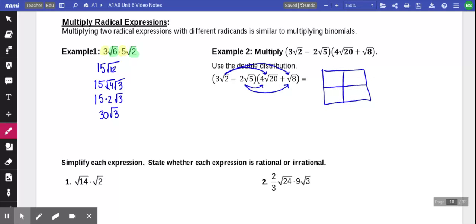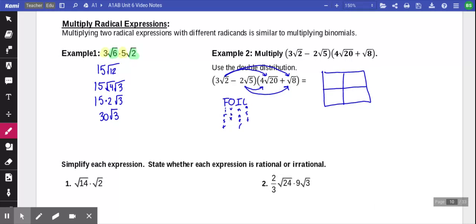You also may have heard this term called FOIL. FOIL just stands for first, outer, inner, and last. I may have spelled outer wrong there. I think there's one T in there. All that is, is just a way for us to remember which ones to multiply. The first ones in each set of parentheses, the outer ones, so the 3 radical 2 and the radical 8, the inner ones, the opposite, and then the last ones in each. That helps us just to know that we have to multiply everything.